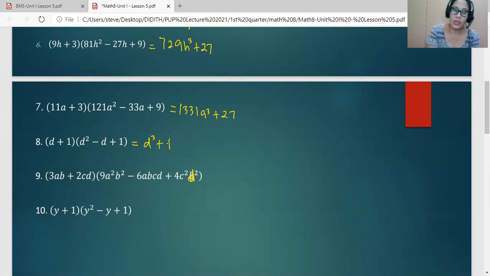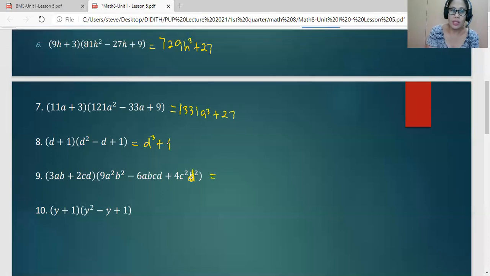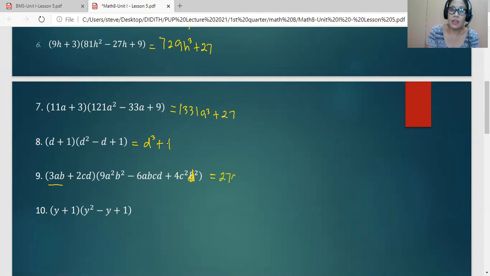And then the square of 2cd equal to 4c squared d squared. And then the middle term here is the product of 3ab and 2cd times negative 1. So again, we can make use of the formula. So this is just getting the cube of the first term. So that's 27a cubed b cubed plus the cube of 2cd. So we have 8c cubed d cubed.